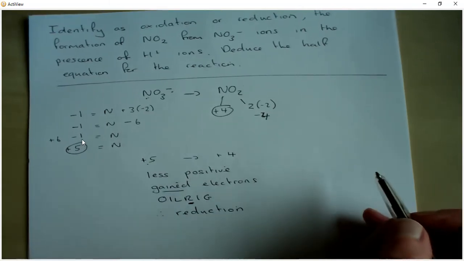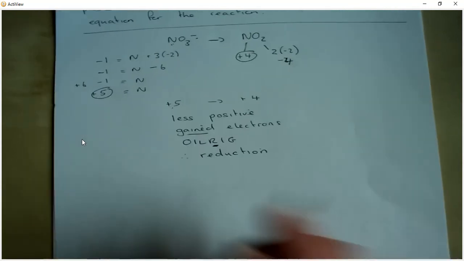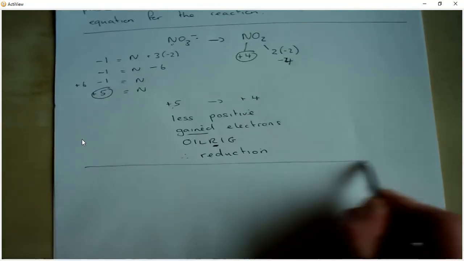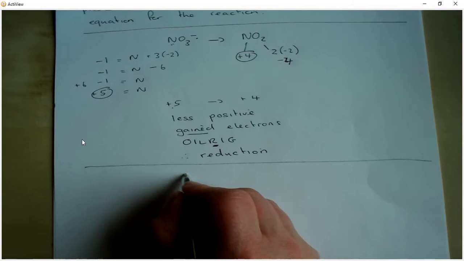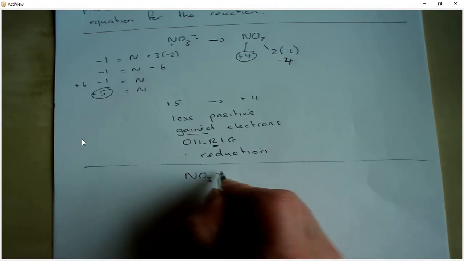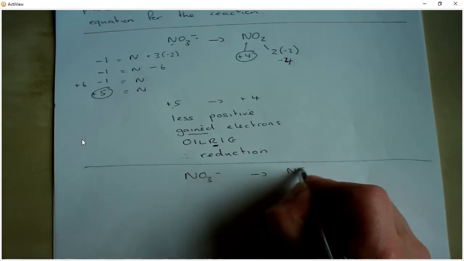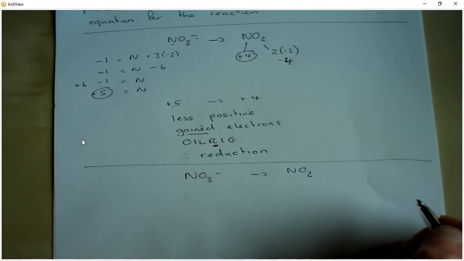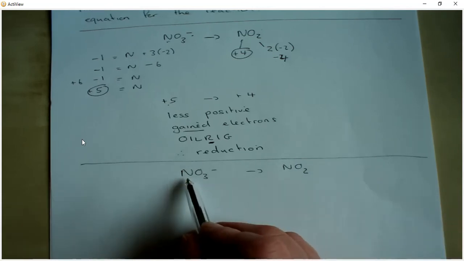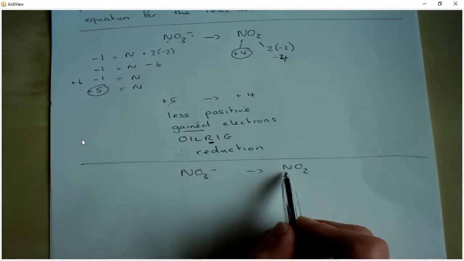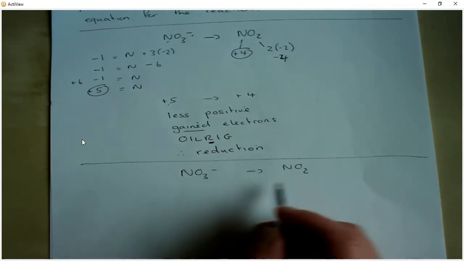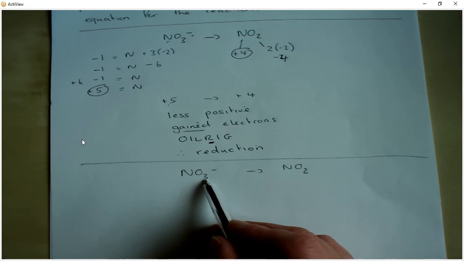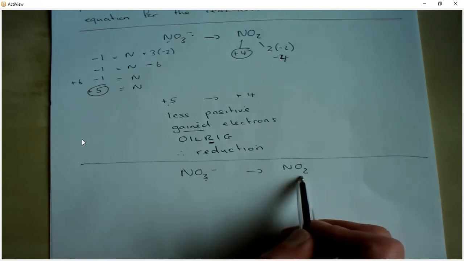So that's the first part of it. We've then got to deduce the half equation for the reaction. I'll just put a line under that because we've done the first bit, and I'll write this out again: NO3 minus to go to NO2. First of all, we balance the element that's changing oxidation state, but that's already done because there's 1 nitrogen on both sides. And then we need to look at the oxygens. There's 3 on the left-hand side and 2 on the right-hand side.